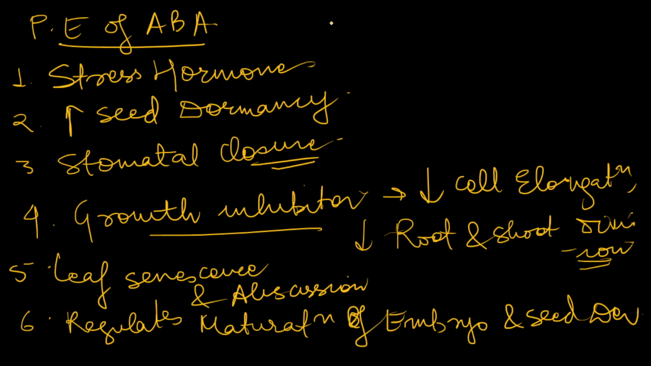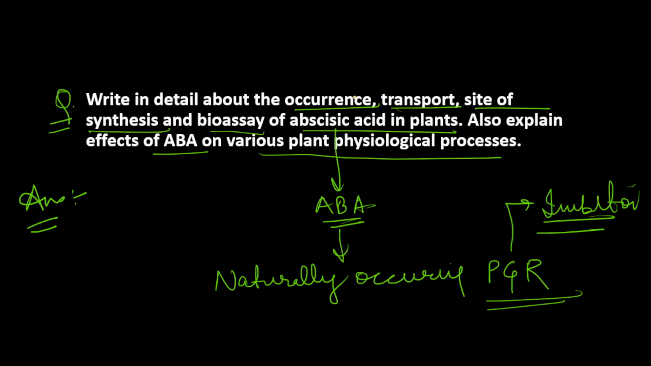I think 5-6 points will be enough for this answer. We have discussed a lot of points here. We have discussed occurrence, transport, site of synthesis, bioassay, and at last physiological effects. And in conclusion, you can write how ABA plays a central role in stress physiology, growth inhibition, and regulation of seed dormancy, and how it interacts with other hormones such as gibberellins, auxins, and ethylene to fine tune the plant responses under changing environmental conditions.